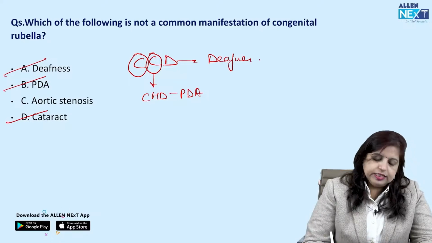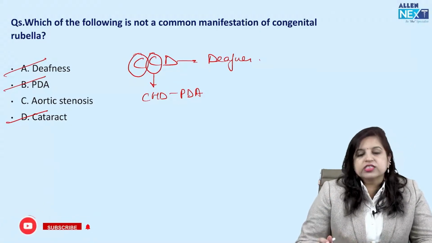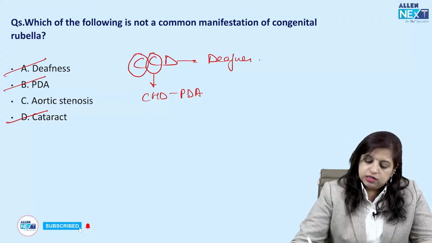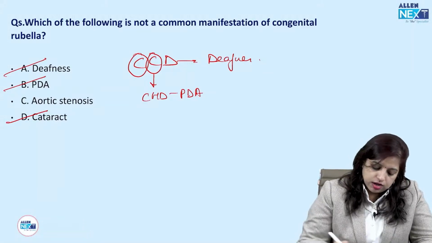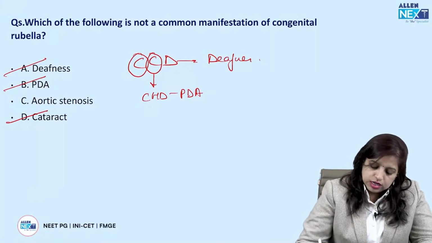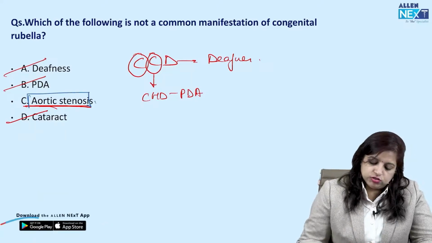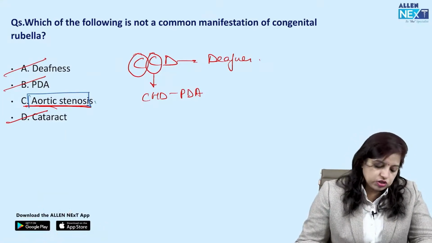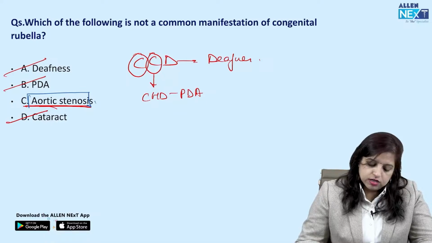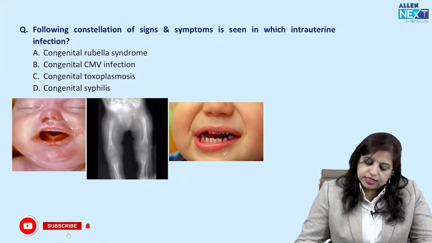So CCD, that is your congenital rubella syndrome. What is not seen is aortic stenosis. So aortic stenosis is my answer for this question, right? That is not a common manifestation of congenital rubella. Okay, then, the following constellation of signs and symptoms is seen in which intrauterine infection?